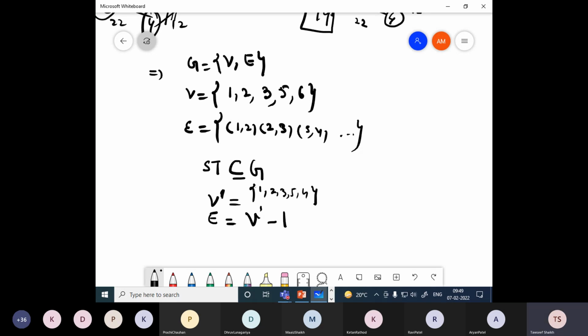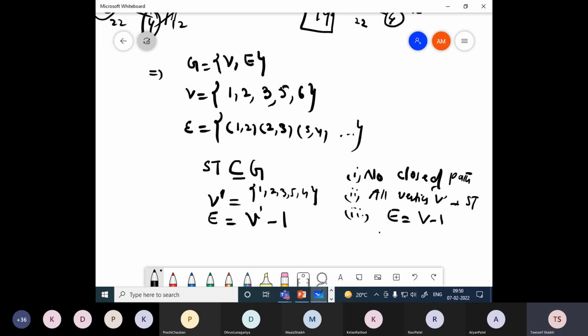3 things. First, no closed path or circle should be there. Second, all vertices in the original graph, that's V, should be in the spanning tree subgraph also. Third, the edges should be equal to V minus 1. If any graph satisfies these conditions, it becomes a spanning tree. And minimum is when we take the minimum cost. Any doubt in this?